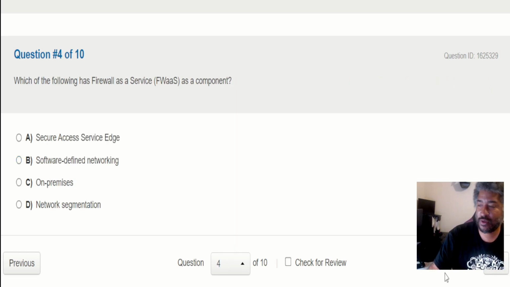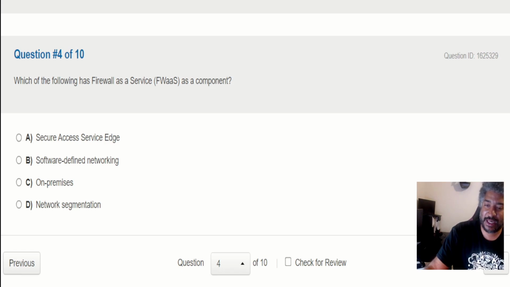All right, next one, number 4. Which of the following has firewall as a service as a component? So we have secure access service edge, software defined networking, on-premise, and then network segmentation. All right, so this one's a little bit tricky. You could probably get away with eliminating 2 options here.